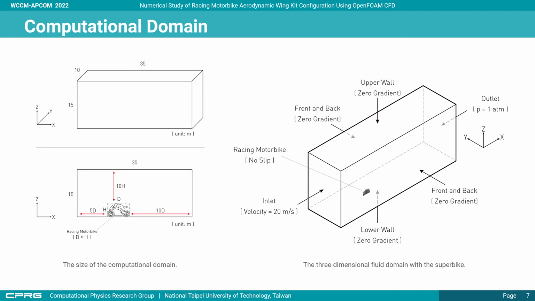Here is a computational domain with 35 meters in length, 10 meters in width, and 15 meters in height. We put the racing motorbike geometry in the domain, using the boundary condition no slip as the right-hand side. The inlet velocity starts with 20 meters per second, and the outlet pressure is 1 atm. The rest was using zero gradient. Notice the lower wall sets in zero gradient instead of no slip to simulate the moving ground.